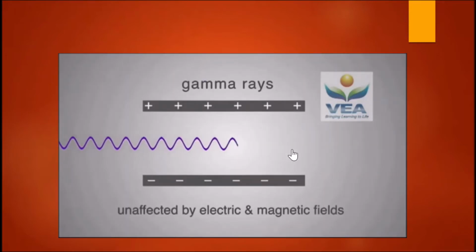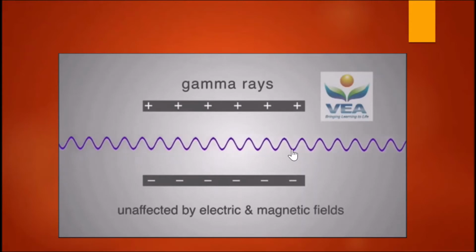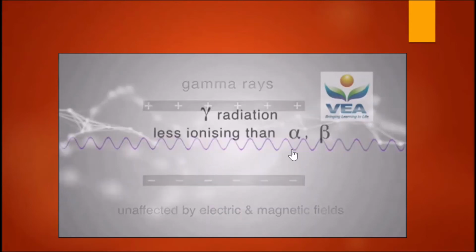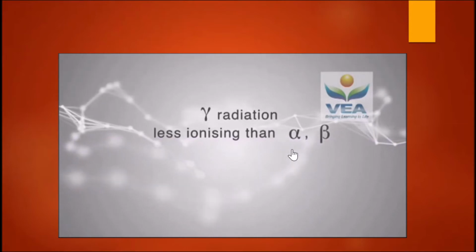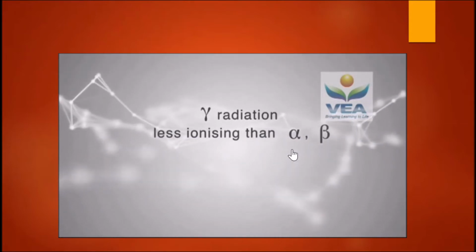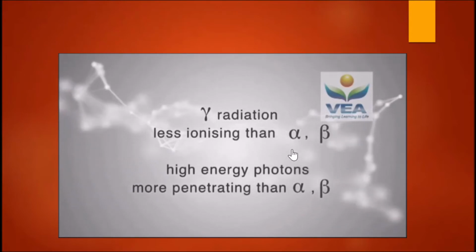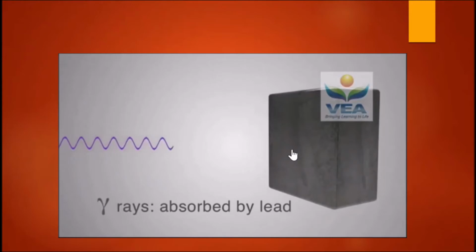Having no charge, gamma rays are unaffected by electric and magnetic fields. They have low ionizing power compared to alpha and beta particles, but being photons, or packets of electromagnetic energy, they are the most highly penetrating of the nuclear radiations. Gamma rays are mostly, but not completely, absorbed by a lead shield several centimeters thick.